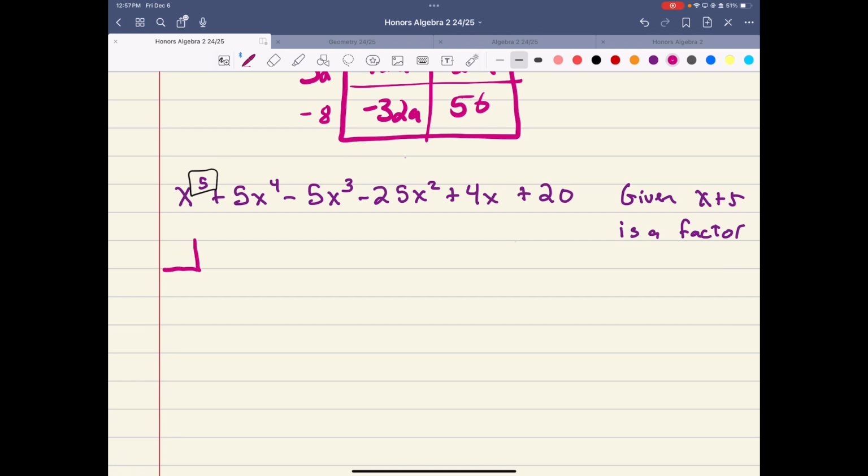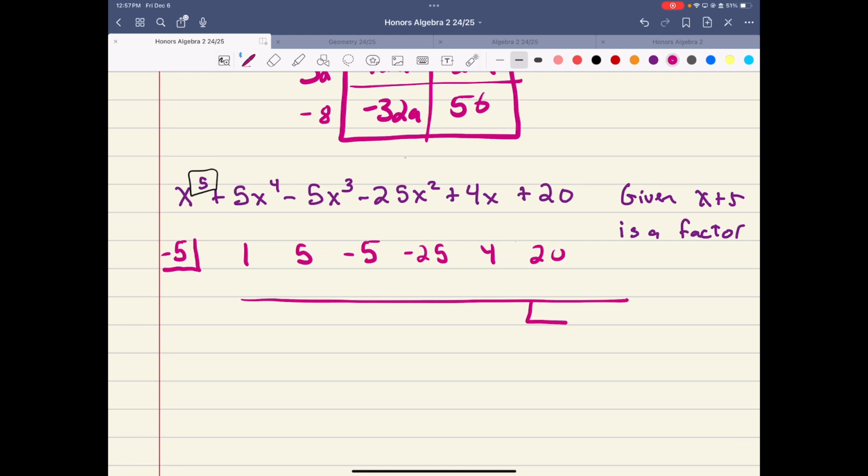So if x plus 5 is a factor, what goes inside the box? Negative 5. Remember the factor. We set the factor equal to 0, and that's what goes inside of there. And now we just go with the coefficients that are out in front of our variables. So we've got 1, 5, negative 25, 4, and 20. Now we're going to do synthetic division with all hopes that that is 0 down there. It should be. If it's not, we've done something wrong.